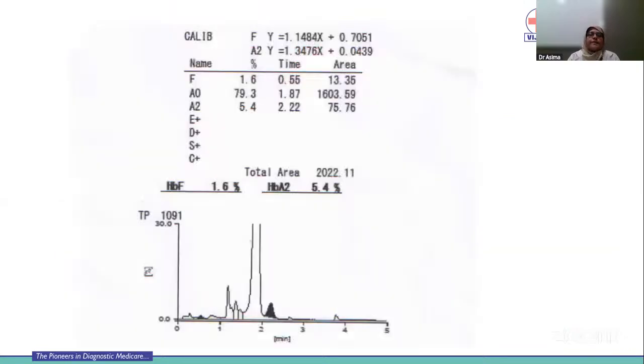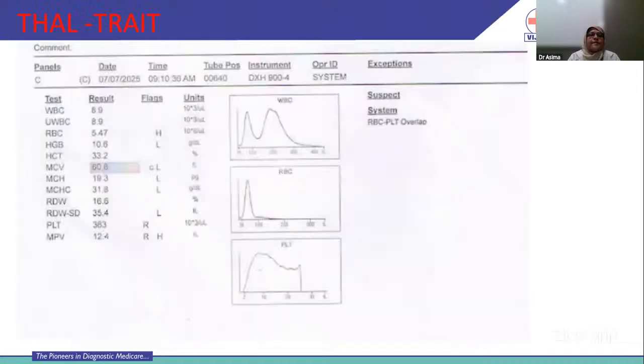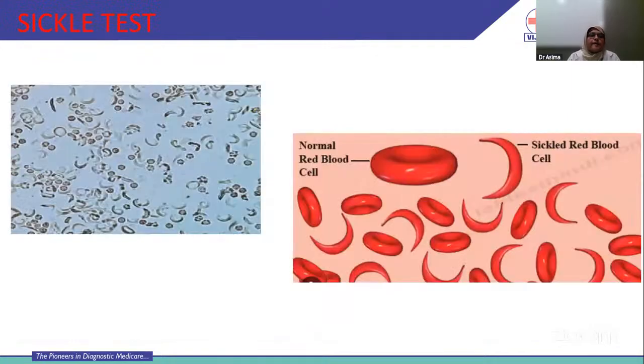So this is a chromatogram of a thal trait patient from our lab. Here HbA2 is on the higher side. And this is again the same Coulter of the thal trait patient. We also do a sickle test for sickle cell anemias, which we have at our lab, wherein the sickle cell anemia cases are done.